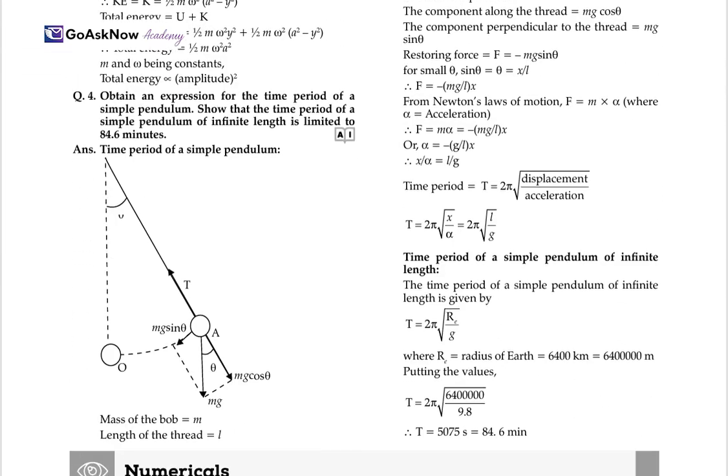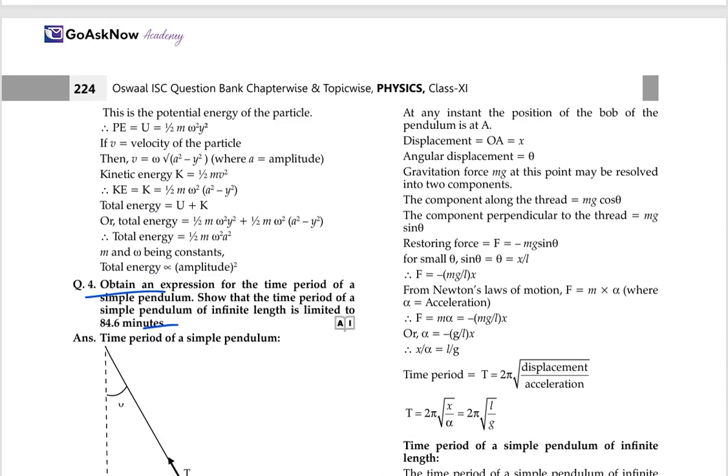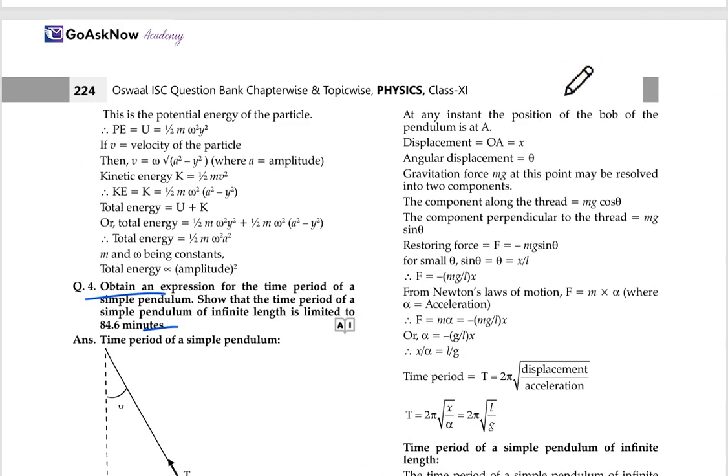One more: the expression for the time period of a simple pendulum of infinite length, which is limited to 84.6 minutes. So consider the time period of a simple pendulum, where the mass of the bob is m and the length is l. At any instant the pendulum is at position A, the displacement OA is x, and the angular displacement is theta.